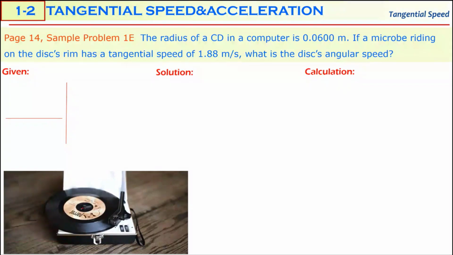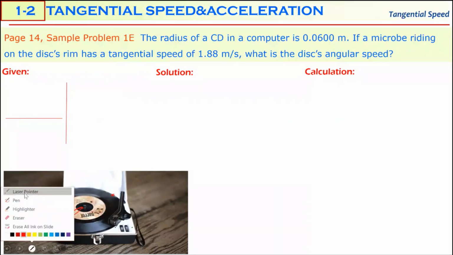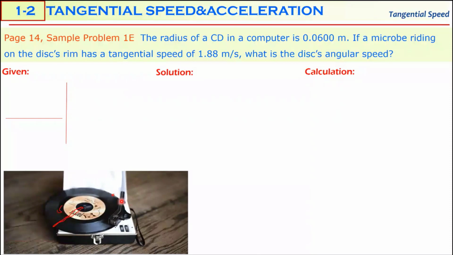This radius is given in the question as 0.06 meters. R is 0.06 meters. And if a microbe is riding on the disc rim, rim means edge. A microbe is a bacteria or virus riding in here. So as this disc, or this CD, is turning or rotating, this microbe is also rotating together with the disc, like the horses are turning together with the carousel. This microbe is riding together with the CD.